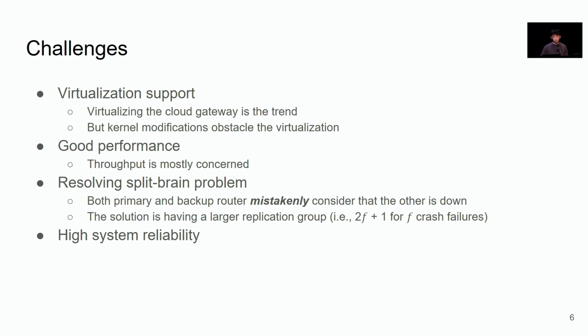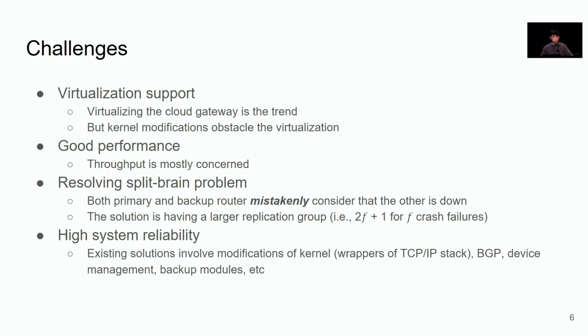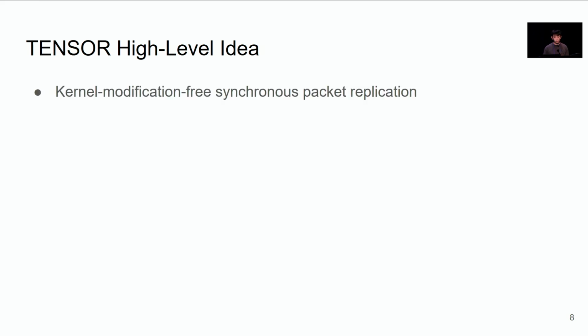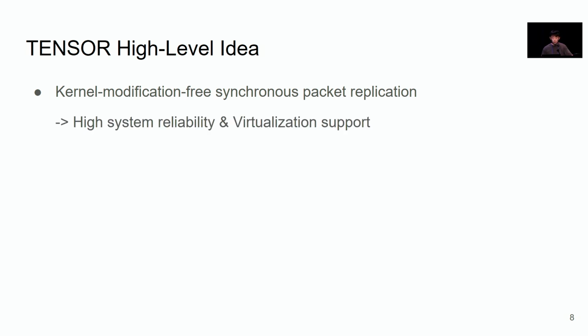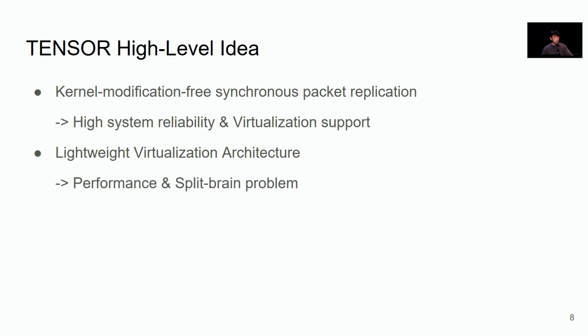Last, we want to improve the system reliability. Existing solutions involve modification of the kernel, like introducing wrappers to the TCP or IP stack, modification of BGP, introduction of device management, backend modules, and more. But usually, the more components involved, the less reliable the system is, and we want to improve that. To do that, we present Tensor. At a high level, we have two design pieces. One is a kernel modification-free synchronous packet replication, and this provides high system reliability and virtualization support. And second is a lightweight virtualized architecture, which provides performance and solves the split brain problem.